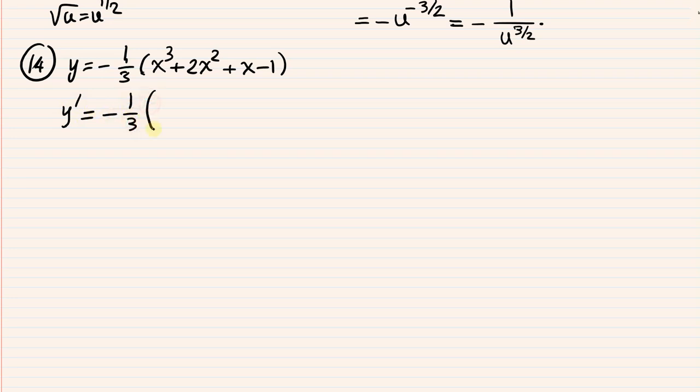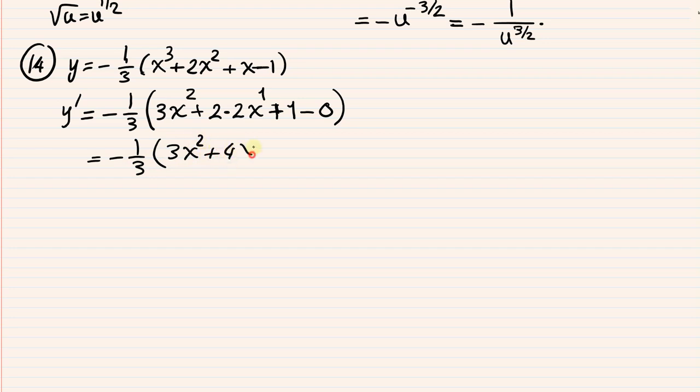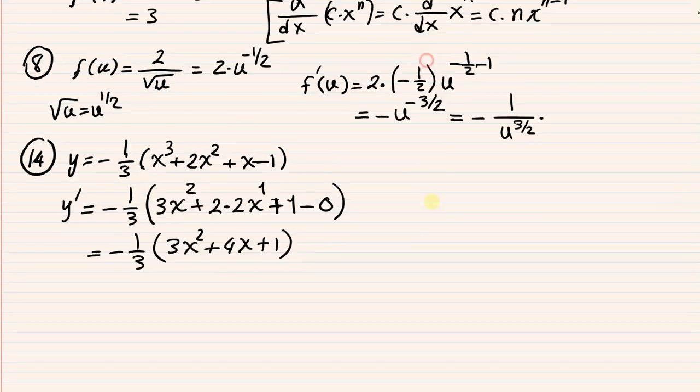Constant multiple on the outside. The derivative of x cubed is going to be, you bring 3 in front, write x, subtract 1 from 3, we get 2, plus 2 times the constant multiple. Derivative of x squared, bring 2 in front, subtract 1 from the exponent, plus the derivative of x is just 1, and negative 1, that means you subtract, so minus the derivative of a constant is 0. So this is going to be negative 1/3 times 3x squared plus 4x plus 1. And there you have it. That is the complete answer for number 14.